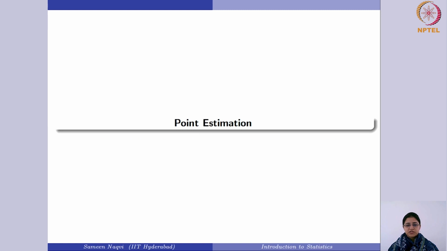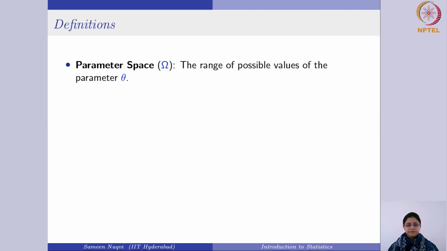And in point estimation, let us first understand few important terms. So parameter space. Parameter space is usually denoted by this omega, which is basically the range of possible values for the parameter. Okay, whatever your population parameter is, and you would see that, okay, this is the population parameter and what are the possible values that it can take. That basically defines the parameter space.